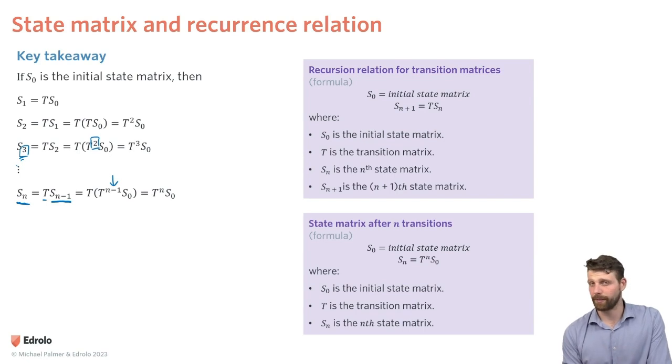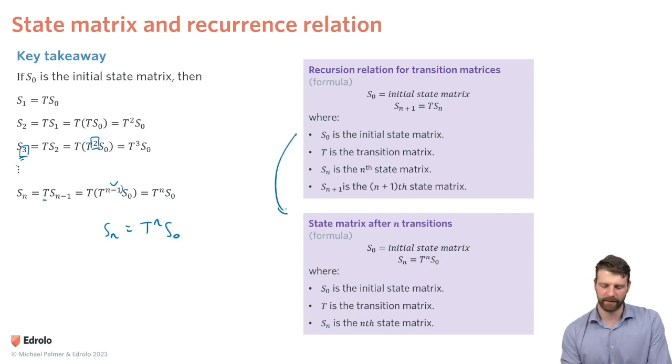You might remember from index laws that T to the power of n minus 1, times T, should be T to the power of n. And that's where we get our final result there, that Sn is equal to T to the power of n times S0. Okay, so a bit of algebra there to get from here to here. But hopefully that makes you feel like these two things are related, because they are.